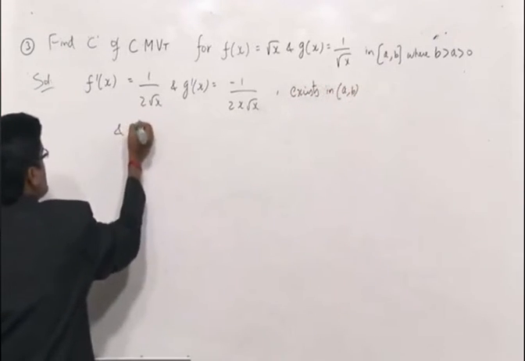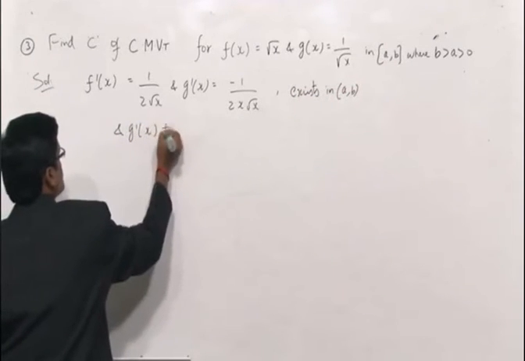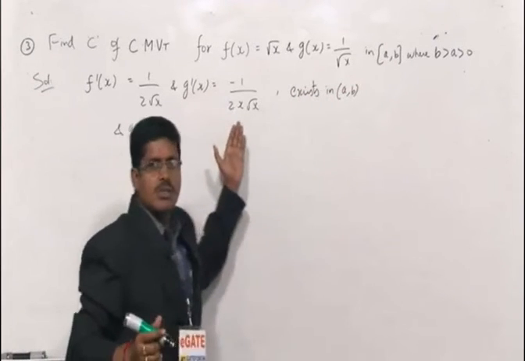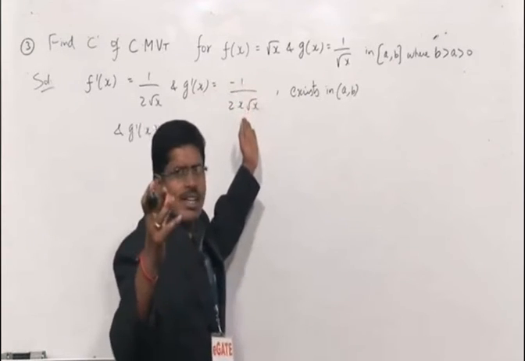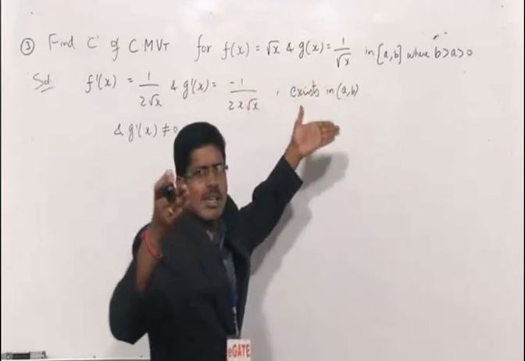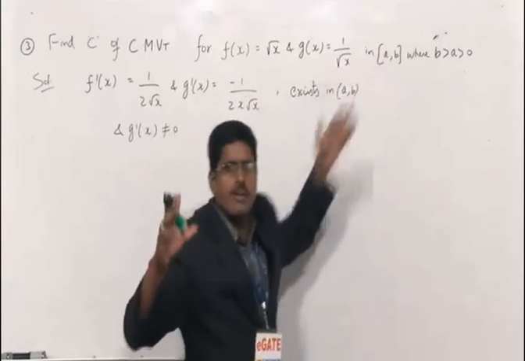What is the third condition? We have to prove g'(x) is not equal to 0. A fraction becomes 0 only when the numerator is 0 or the denominator is infinity. The numerator is −1, and the denominator's x value is not infinity, because x is any point in the interval between a and b.